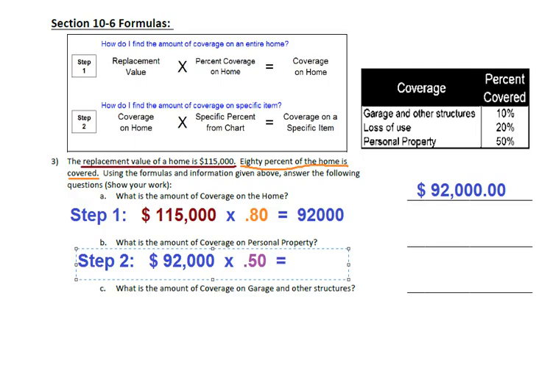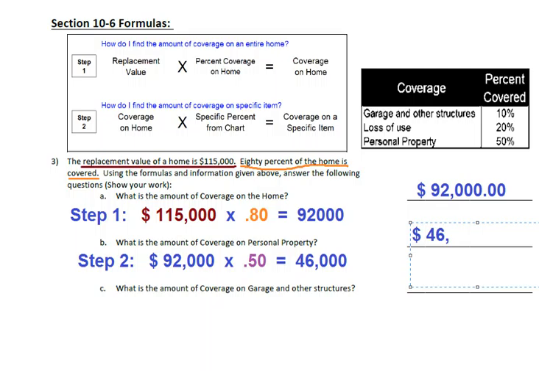So I take 92,000 and I multiply it times 0.50 and I get 18. Oh, that didn't work. I need to do my math again. 0.50 times 92. There we go. It's $46,000. $46,000.